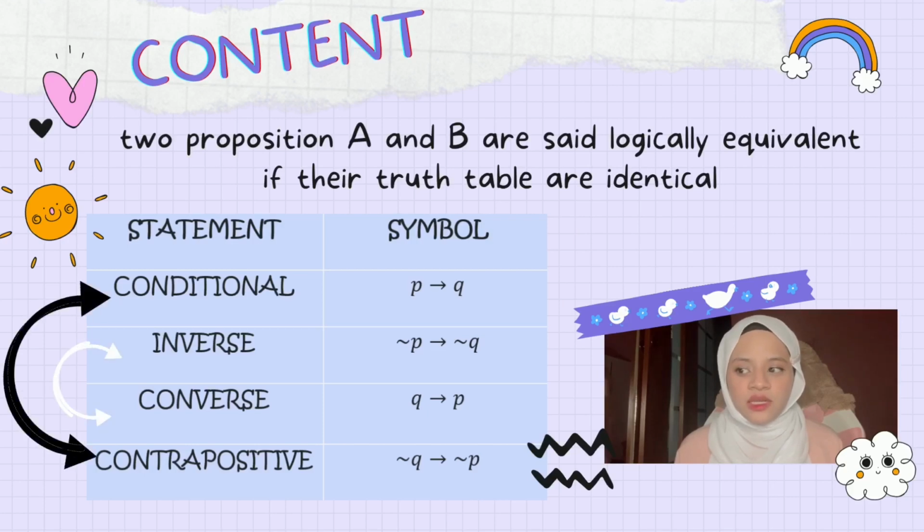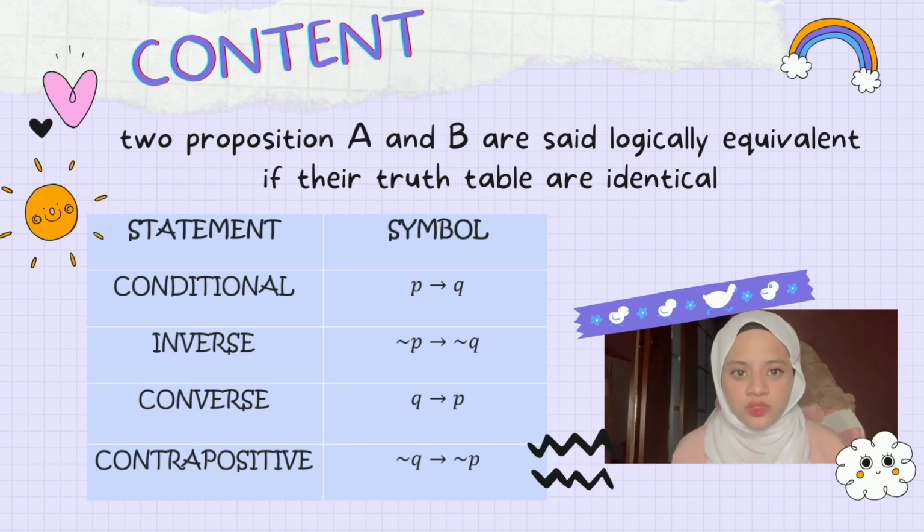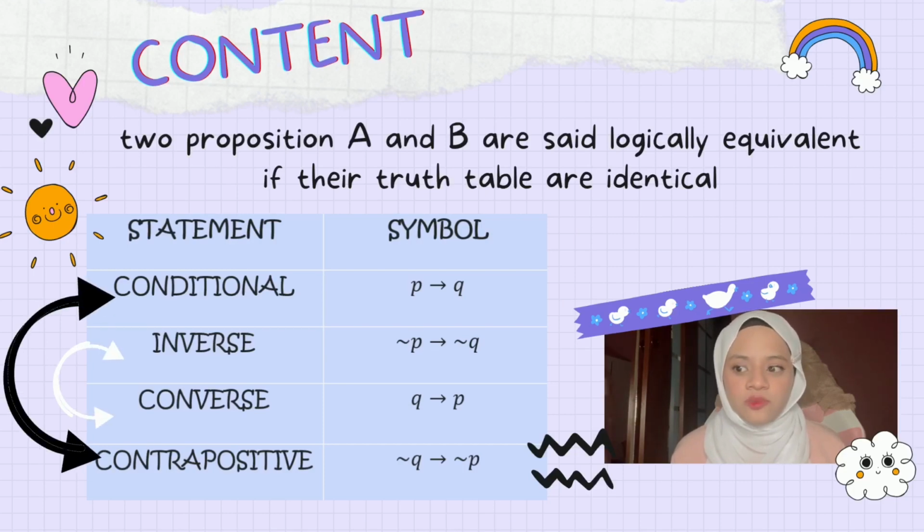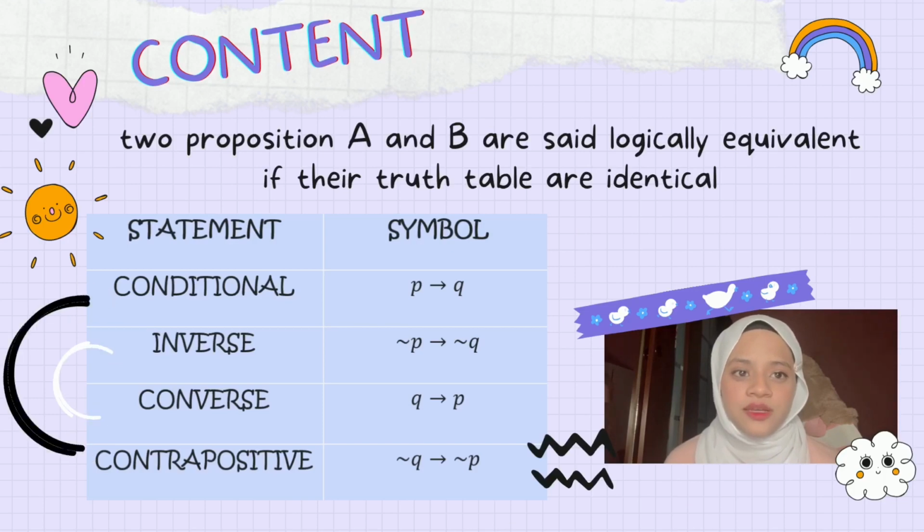From here, we can see that when the conditional is changed to the inverse, we need to put the negation on each symbol, which is negation P implies negation Q. For the converse, we change the places from the conditional, so from P implies Q it turns into Q implies P. The last one is the contrapositive, which is taken from the converse, and we just need to put negation before them. In this topic of logical equivalence, the truth tables need to be identical: first between the conditional and the contrapositive, and next between the inverse and the converse.